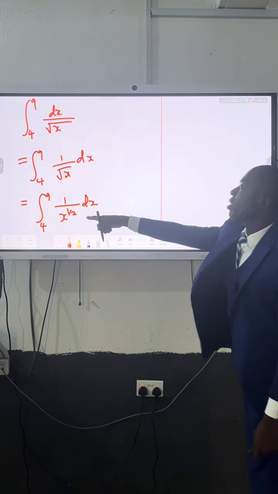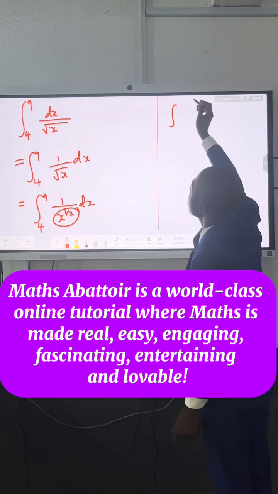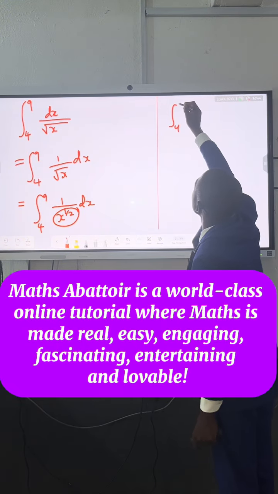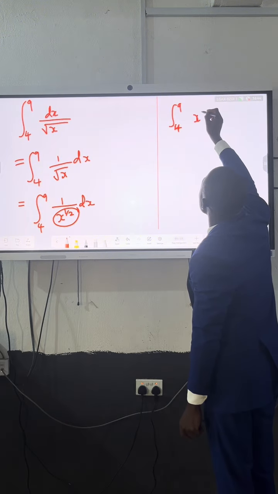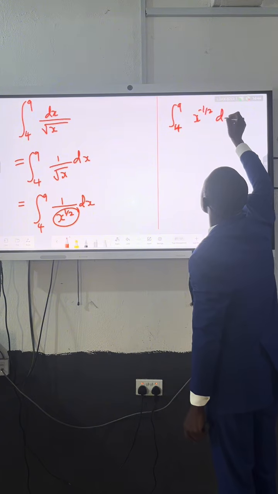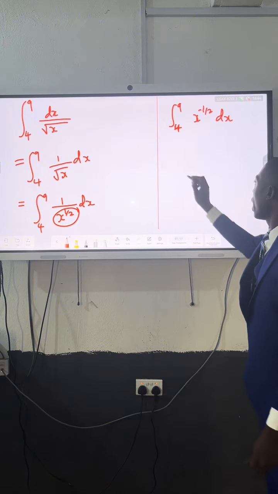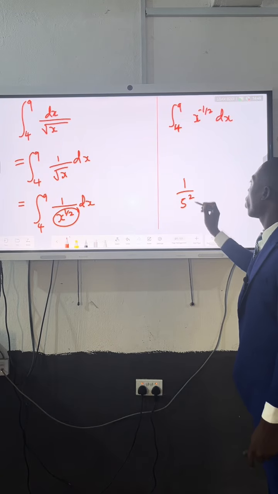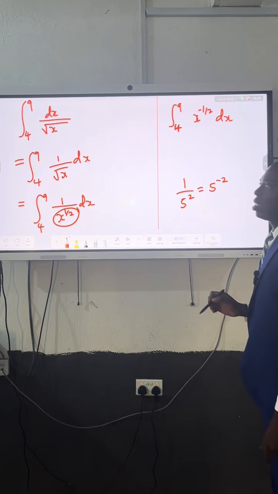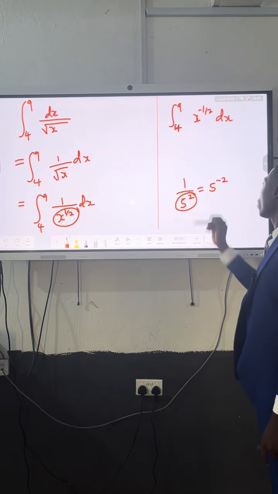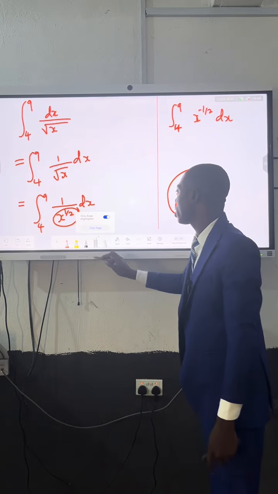So let's bring this thing that is here up. So we have the integral from 4 to 9, and if you bring that one up, it's going to be x to the power of minus 1 over 2, then dx. I believe you still remember, if you have something like 1 over 5 squared and you want to carry it up, this is 5 raised to the power minus 2. You want to carry this thing up, you don't want the 1 to appear. This is how we address it.